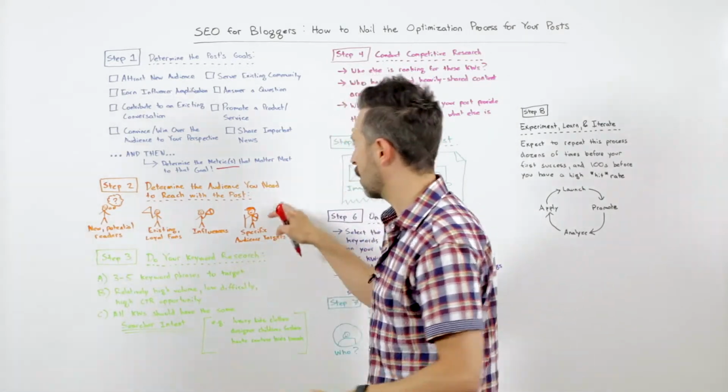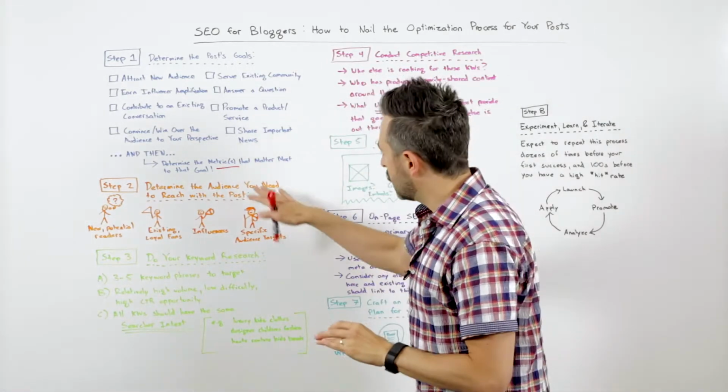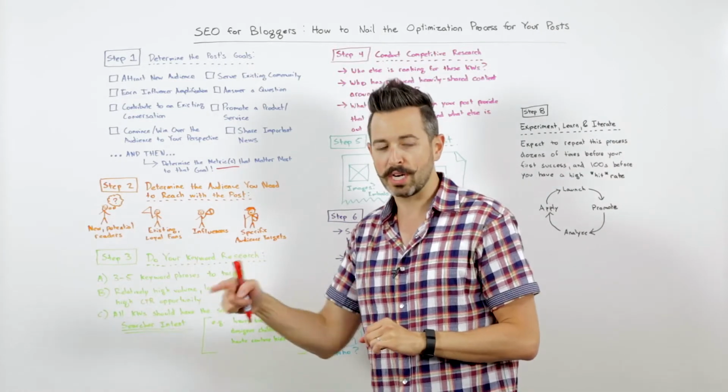If the answer to that is yes, you've accomplished the post's goals, but you need that metric recorded. All right, step 2, related: determine the audience you're trying to reach with the post, right?